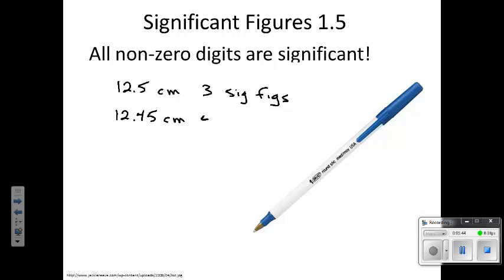This measurement has 4 significant figures, right? Because there are 4 digits that are significant, 4 non-zero digits are significant. And just to round things out here, the last measurement we made has 6 significant figures. Okay, so that's the easy one, right? All non-zero digits are significant, so they count as significant figures.